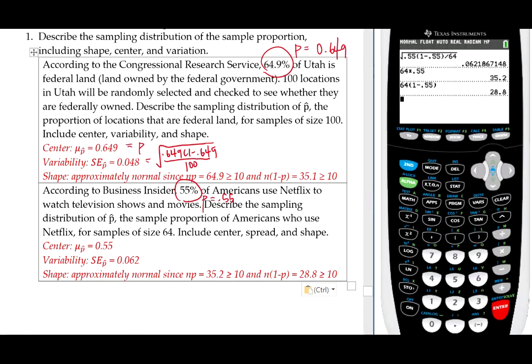So center is equal to p, which is 0.55. Variability is the standard error of p hat, which is equal to the square root of p times 1 minus p over n, which is 0.062. You can see the calculation up here on the calculator. And our shape is approximately normal since both n times p, 64 times 0.55, and n times 1 minus p, 64 times 1 minus 0.55, are both at least 10.